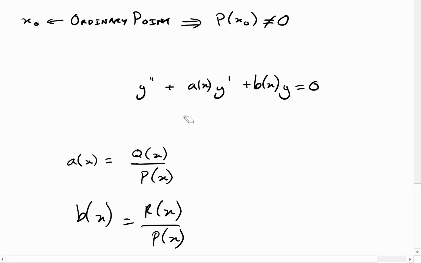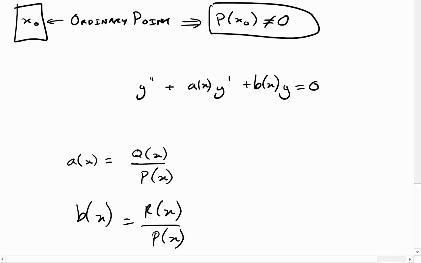And we can do that because we're considering the differential equation around x naught, which we said is an ordinary point. So therefore, because it's ordinary, our p function doesn't go to 0. And so we end up with this. So then we can divide through by p of x to make it easier.